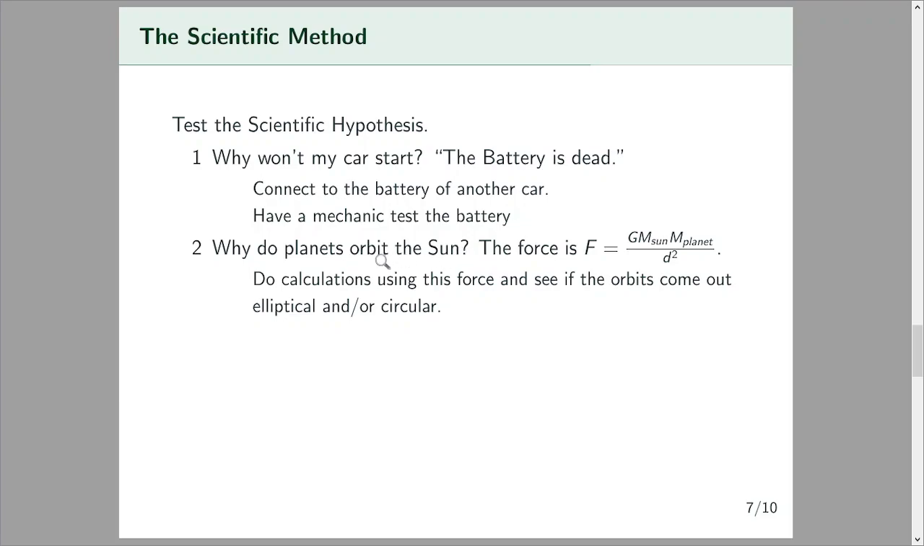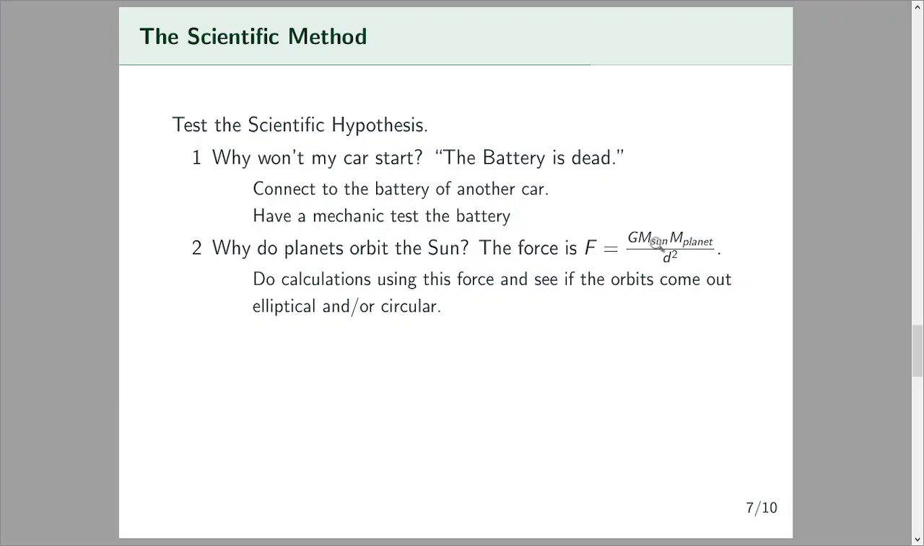If my question is why do planets orbit the sun, and my argument is the force is F equals G m m over d squared, I could start using this formula to do calculations, right? I'm saying if my argument is the sun is exerting a force that has this formula, I could start making predictions based on this formula about what paths the planets should follow, and perhaps I could apply this to other objects, like maybe if the moon orbits the Earth, it should probably be following the same formula.